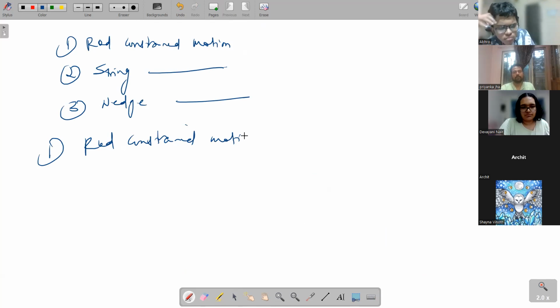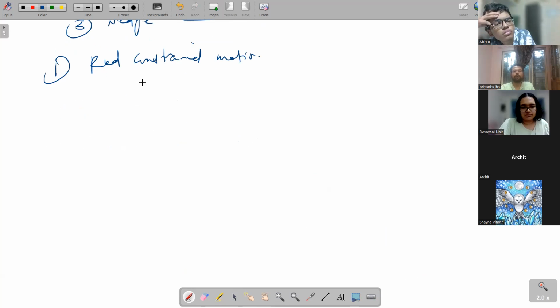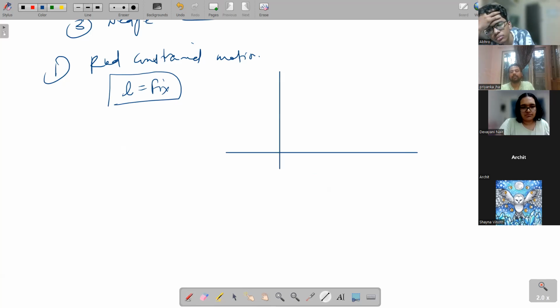Constraint motion says that the length of the rod will be fixed, meaning constant. This length is not going to change. Now I'll make you understand from a question. Let me take a question. This is the wall. This is the ground. Suppose one rod is kept like this, and this rod will slide.